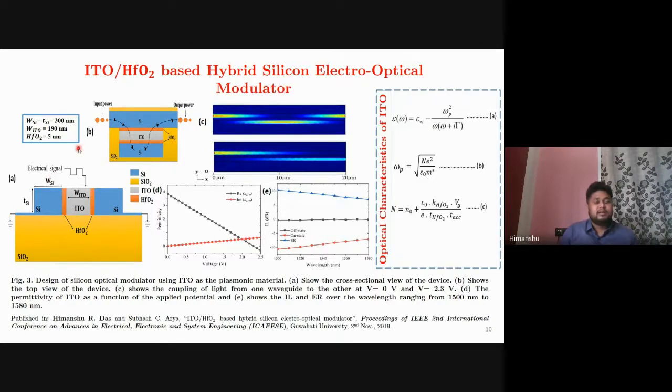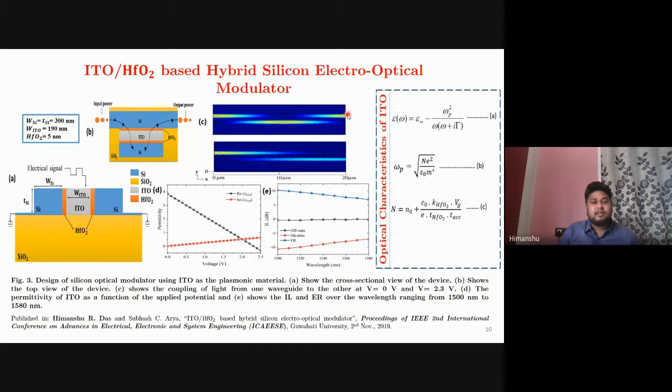And coming to figure 3b, it shows the top view of the device. So here, whenever an input signal is introduced to a longer waveguide, it is coupled with a shorter waveguide and comes out of the same waveguide. And this phenomenon is known as coupled mode theory. Now coming to figure 3c, it shows the coupling phenomena of the waveguide when no potential is applied and when potential is applied. So when no potential is applied, the energy traveling through one waveguide couples with the other and comes out of the same waveguide.